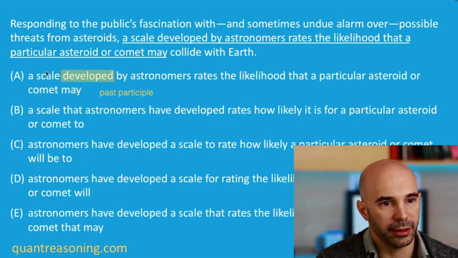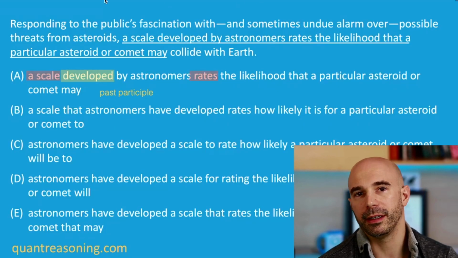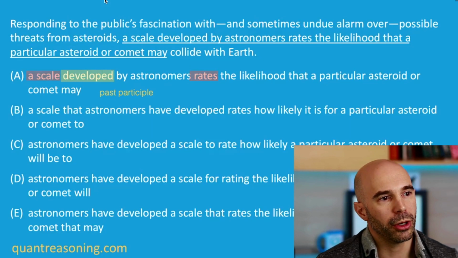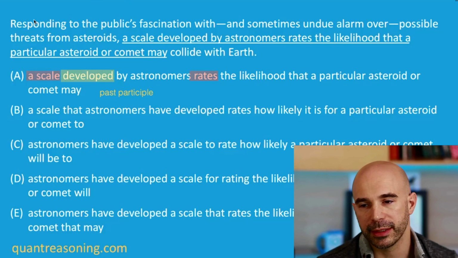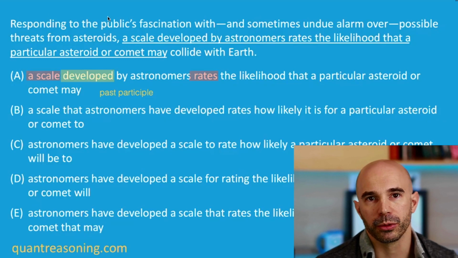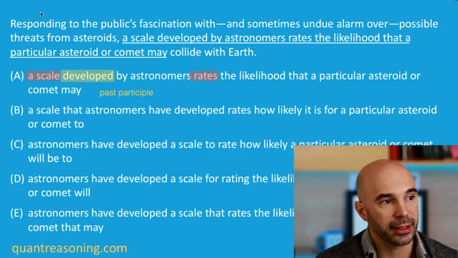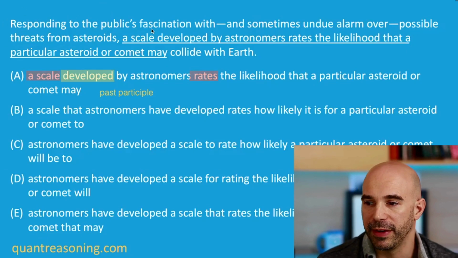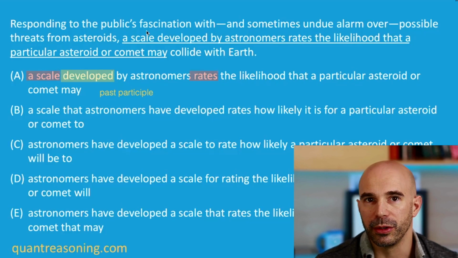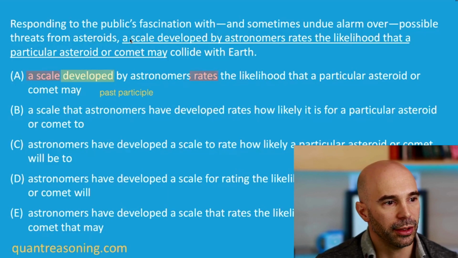Okay, but what did the scale do? Yeah, the scale rates. A scale can rate a likelihood, but the problem with this answer, as I said before, is that a scale is not the one doing the responding. And that's an important takeaway from this question. If you didn't already know this, this is a very important rule, and it will help you eliminate a lot of answer choices in the GMAT. When you're starting by describing something like responding to public's fascination, after the comma you need to have the person or the organization, whoever it was who did the responding, and a scale can't do the responding.